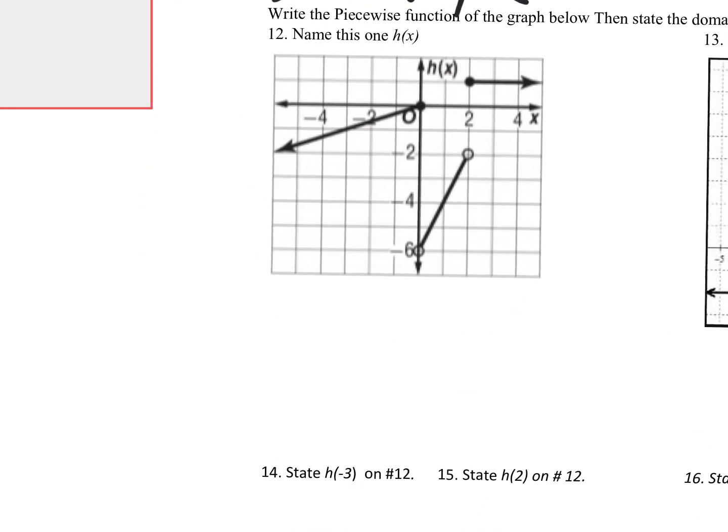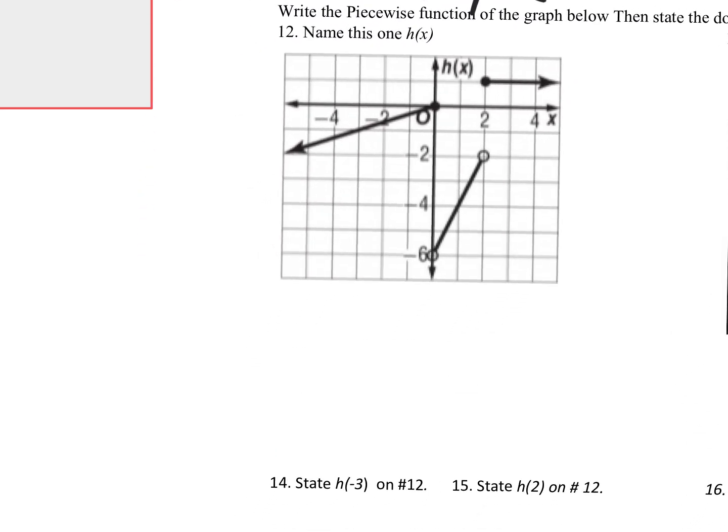Okay, so number 12, we need to write the piecewise function. It says name this one h of x. So everybody should go down here and put an h of x equal sign, some pretty huge brackets taking up that whole space, because you're going to have to write 3 different equations in there. And of course, you should be able to do that on your own. And there's already an explanation of that video previously that explains how to do this.